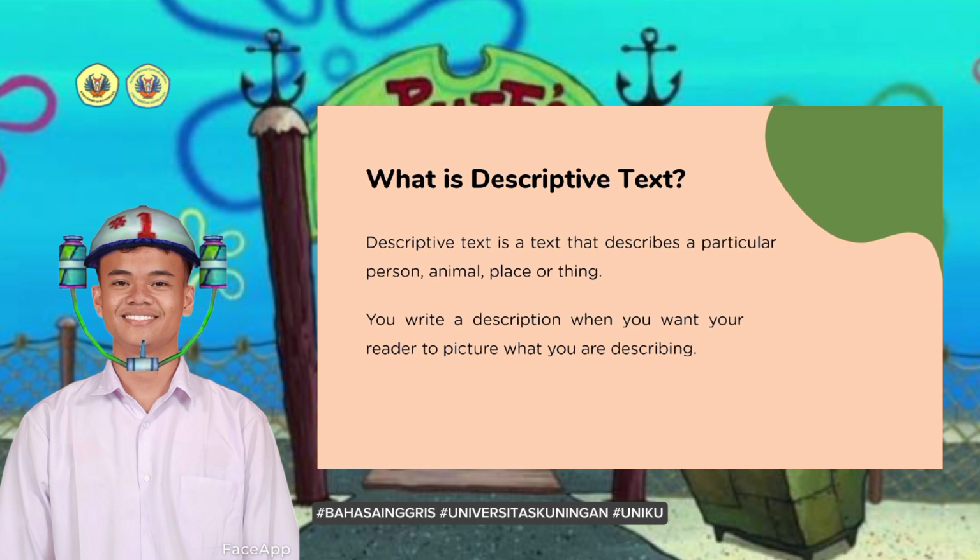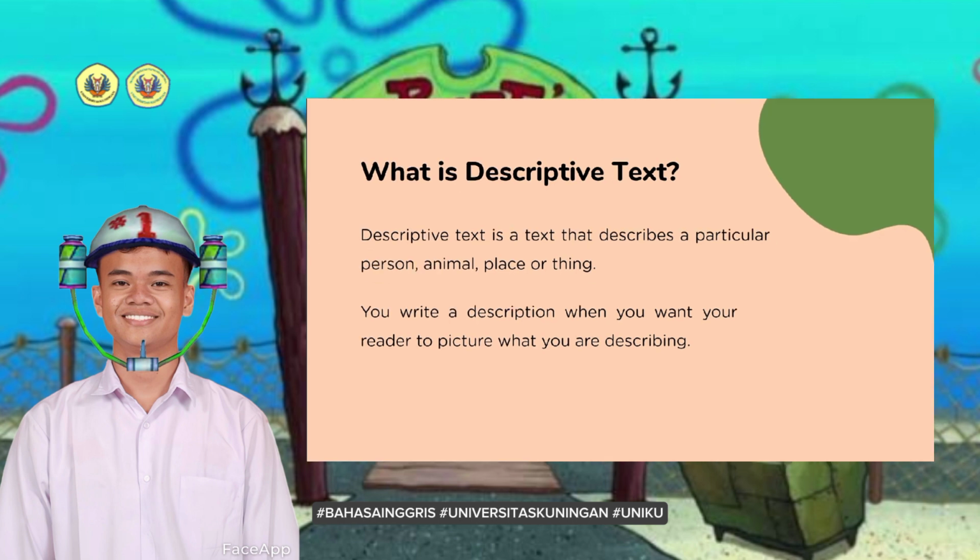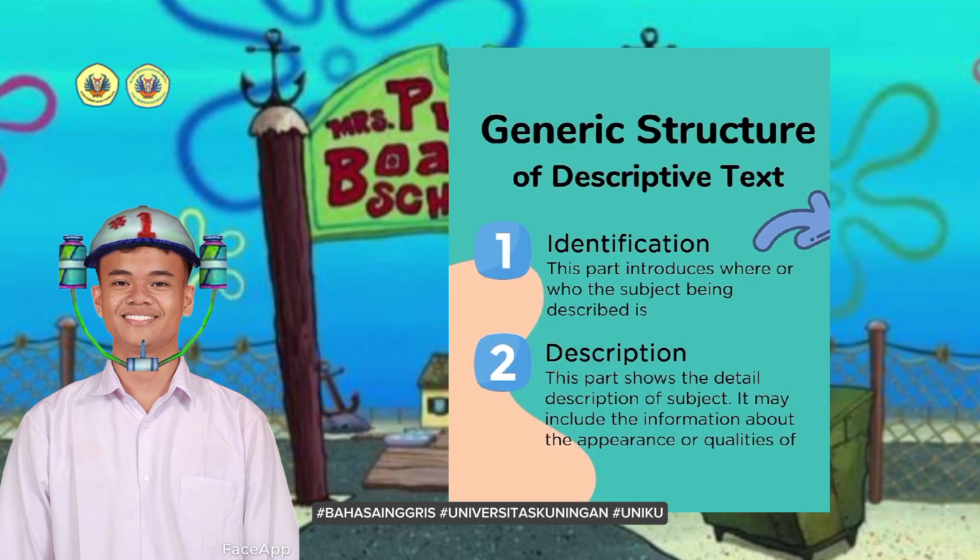We finally reach the last material, which is descriptive text. Descriptive text is a text that describes a particular person, animal, place, or thing. We write a description or descriptive text when we want to make sure the reader is capturing what we are describing. Descriptive text also has a generic structure, which is identification and description.